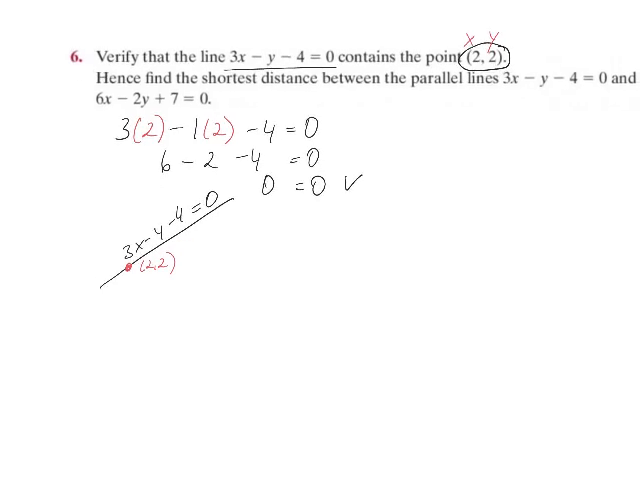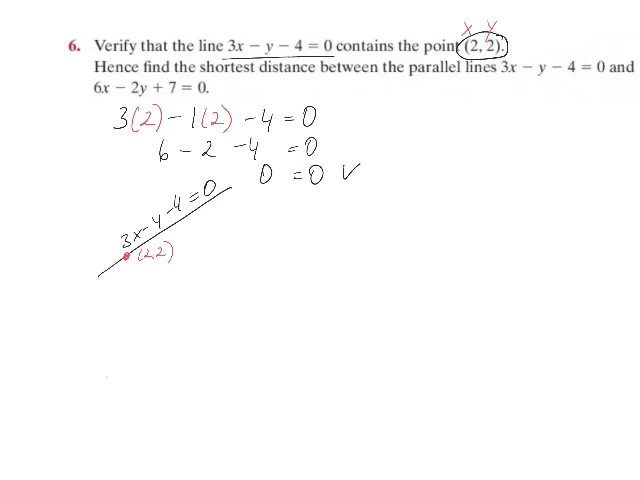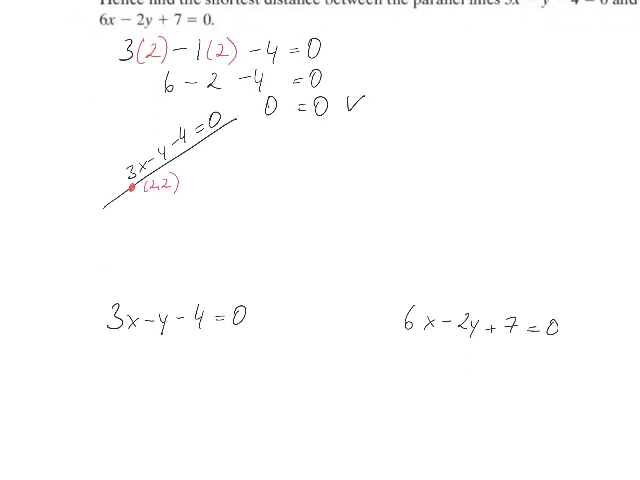Okay, so 3x minus y minus 4 equals 0, and on the other hand we have 6x minus 2y plus 7 equals 0. So if we look at this now and calculate the slope of each one, we don't have to, but I just want to show you something.